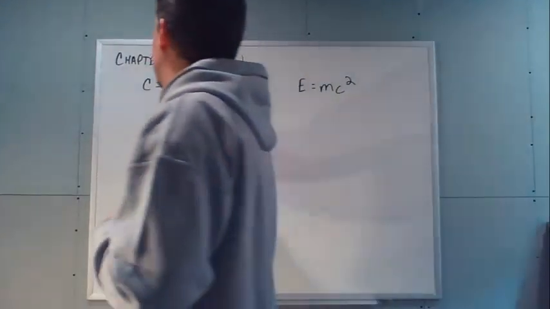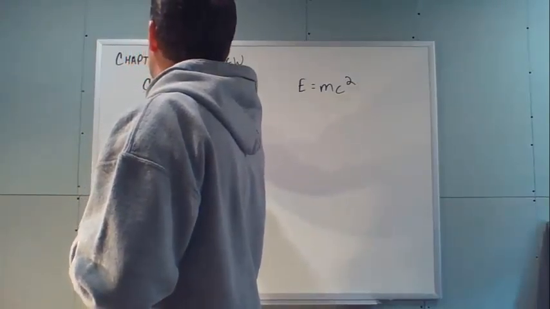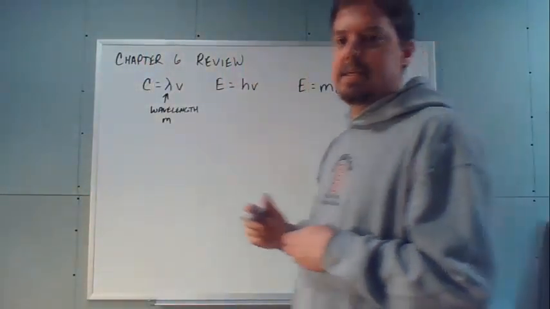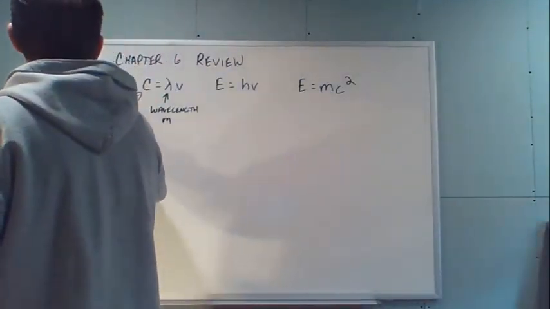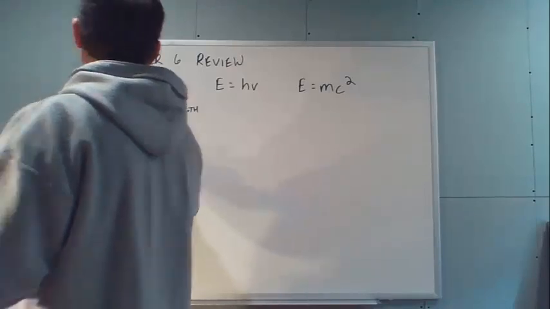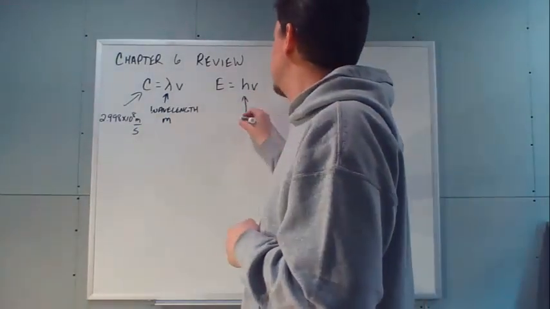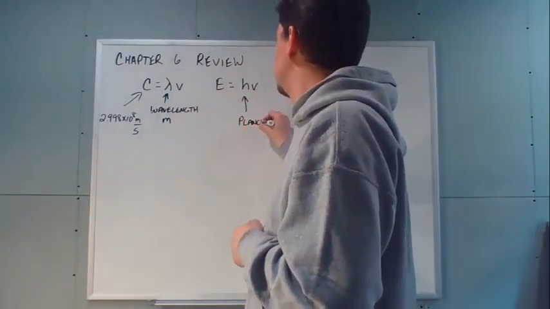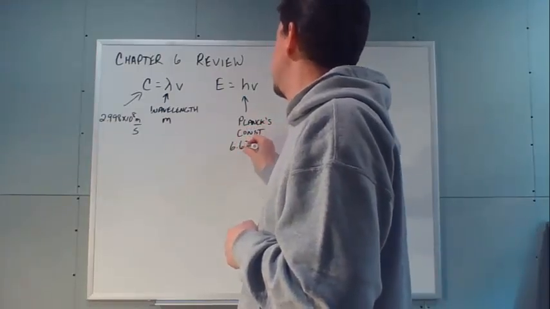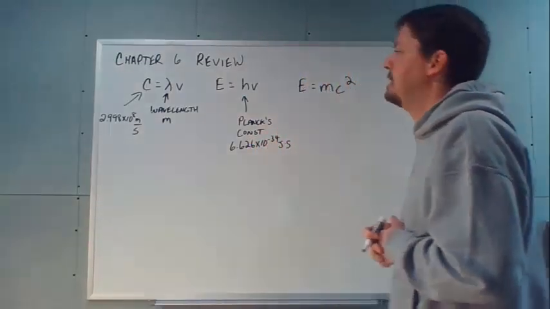So lambda here is our wavelength. Unit-wise, that needs to be in meters. c is the speed of light, which is 2.998 times 10 to the 8th meters per second. That's written on your periodic table. h is Planck's constant, which is also on your periodic table, which is 6.626 times 10 to the negative 34 joule seconds.